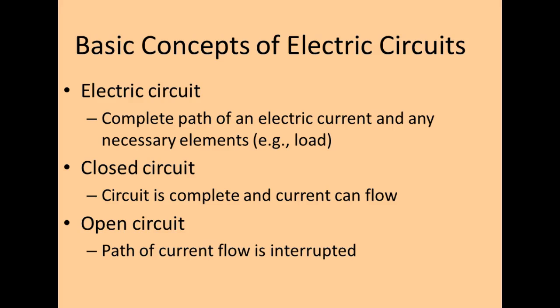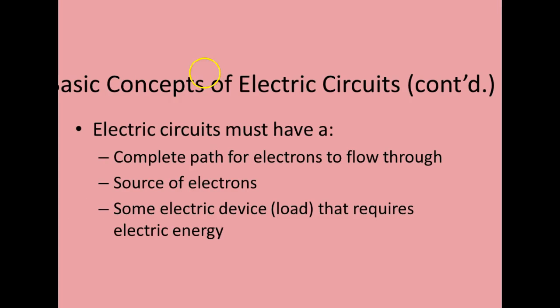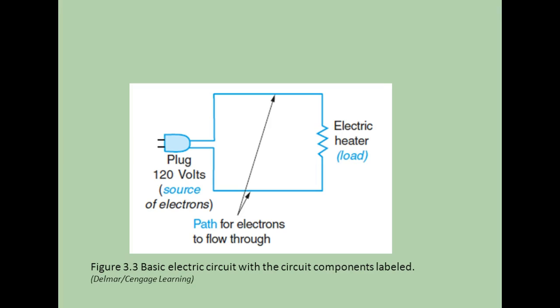All right, so that passes around. Basic concepts of electrical circuits: a complete path of electrical current and any necessary elements, a closed circuit and an open circuit. The only difference is the electrons will not be able to flow in an open circuit. Must have a path, must have a source, must have at least one load. And by the way, these PowerPoints are on Blackboard under the PowerPoint button. You need to see it. I know I go fast.